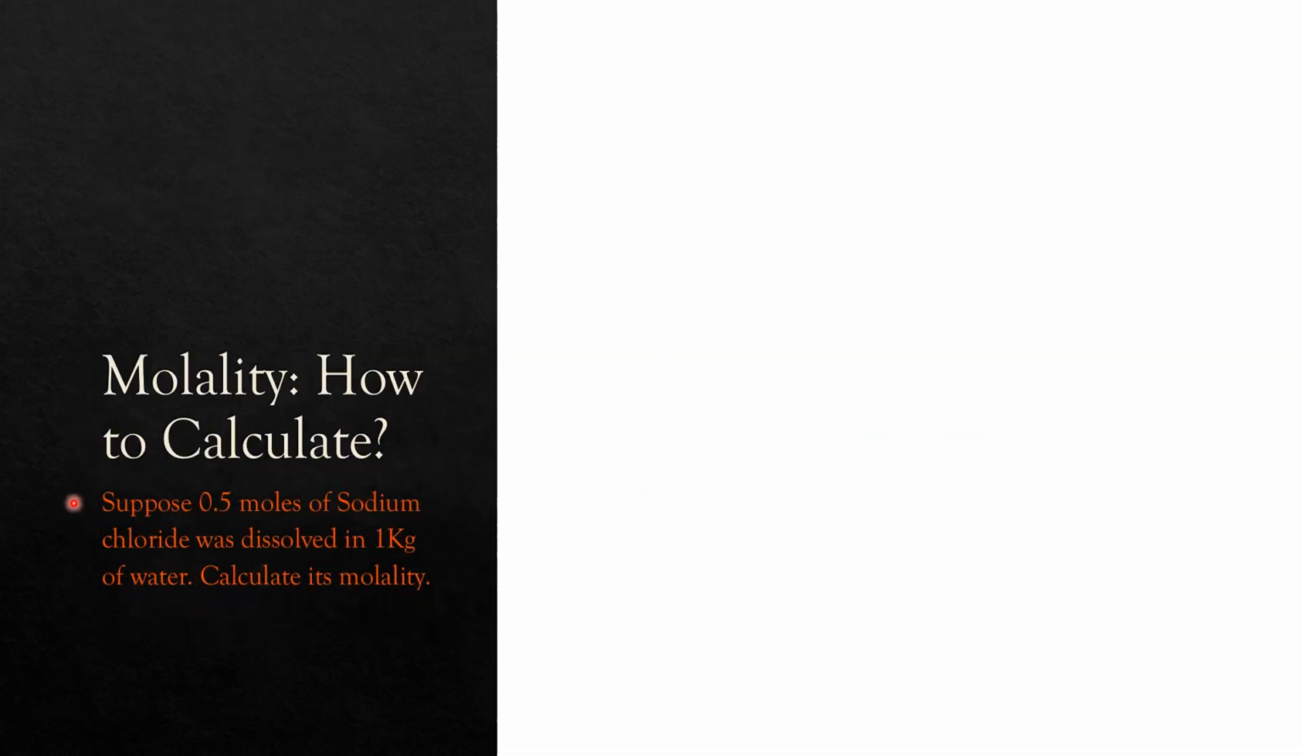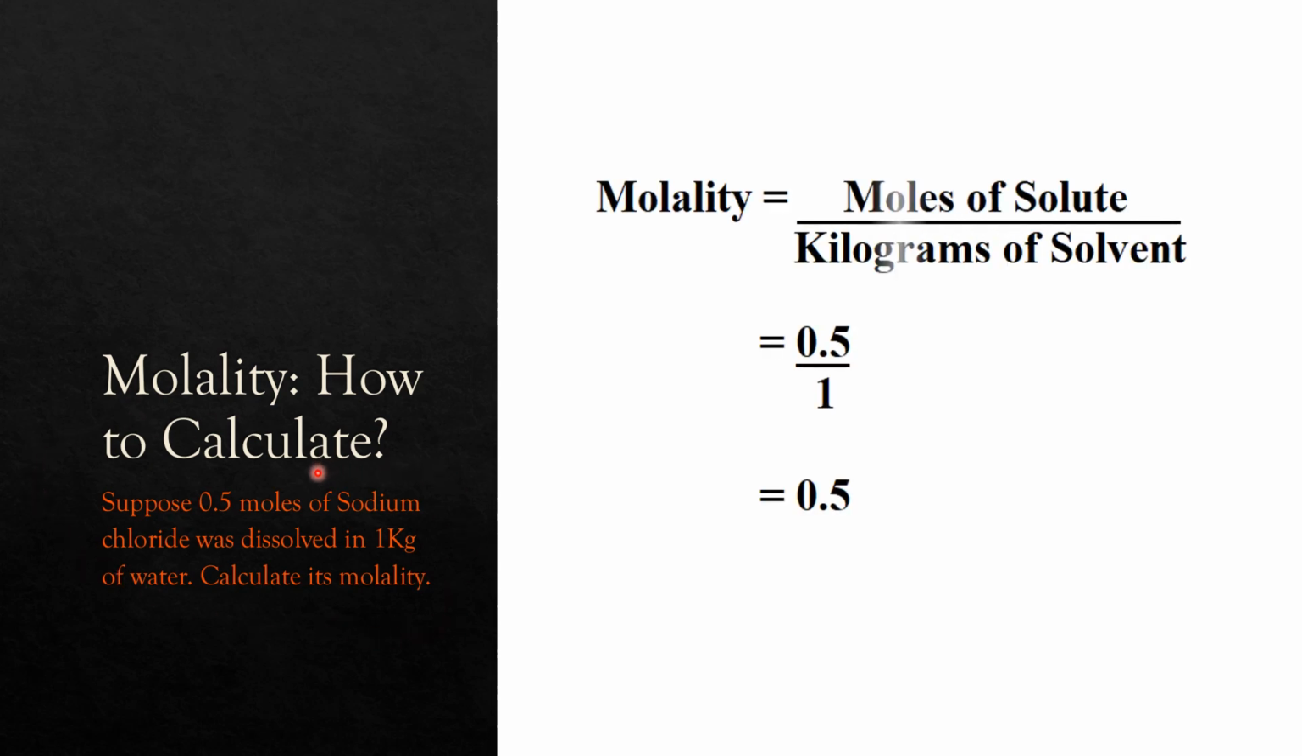For an example, suppose we have 0.5 moles of sodium chloride that was dissolved in 1 kilogram of water, and we calculate our molality. Molality is equal to the moles of our solute divided by the kilograms of our solvent. Here the given is 0.5 moles of solute divided by 1 kilogram of water. So this is equal to 0.5, and our unit here is moles per kilogram.